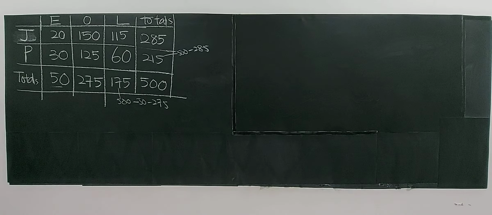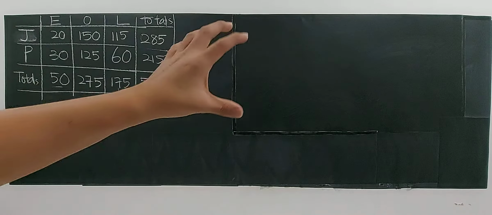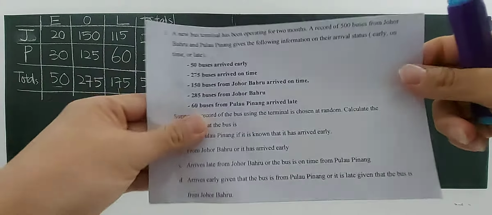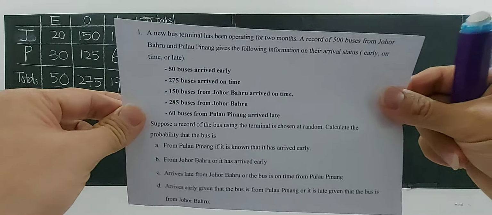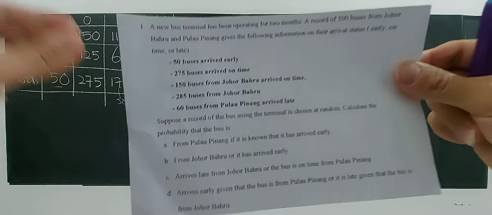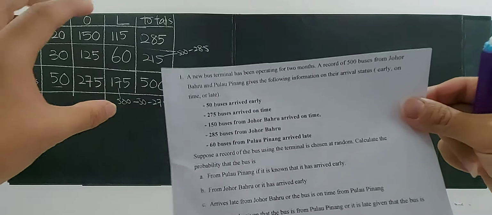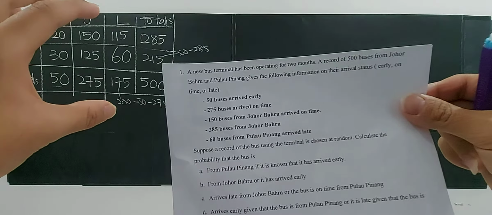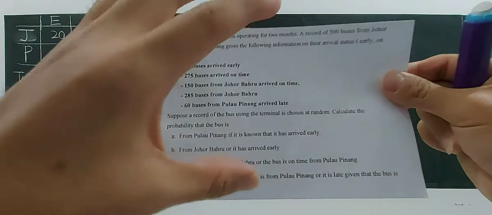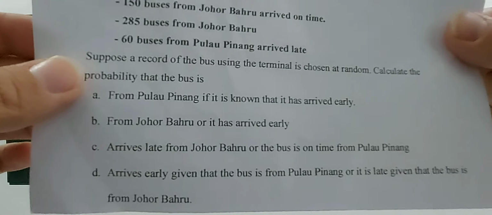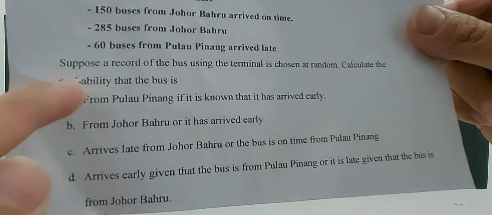The most important thing is that we have already constructed a table of outcome for this problem. So this question is actually helpful. The contingency table, or the table of outcome here, is really helpful in solving the probability problem in this question, right? So now we try to answer the question.